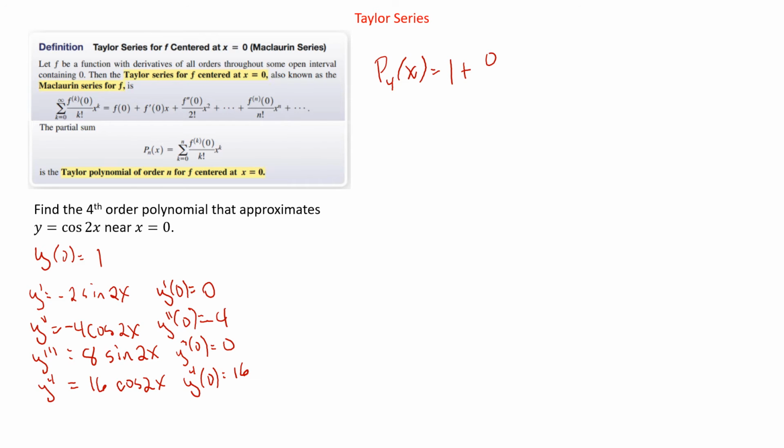plus, then we have 0 over 1 factorial x, plus negative 4 over 2 factorial x squared, plus 0 over 3 factorial x cubed, plus 16 over 4 factorial x to the fourth.